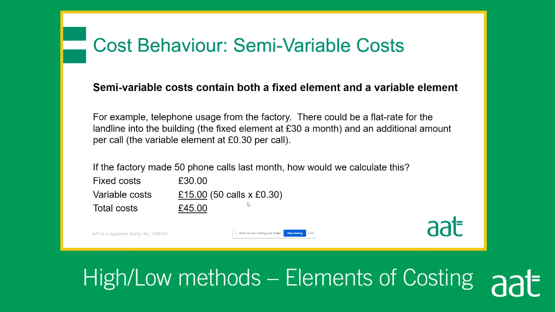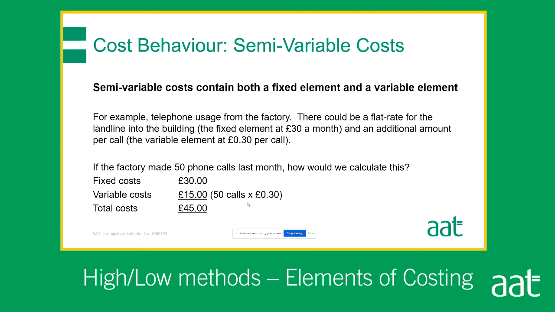Our semi-variable costs contain both a fixed element and a variable element. For example, telephone usage from the factory. We'll be familiar with this from our own personal telephone bills as well. So you could have a flat rate for the landline into the building. This will be our fixed element at £30 a month. That's going to be the same each time. And then you will have an additional amount per call, for example, 30 pence per call. This will be the variable element.